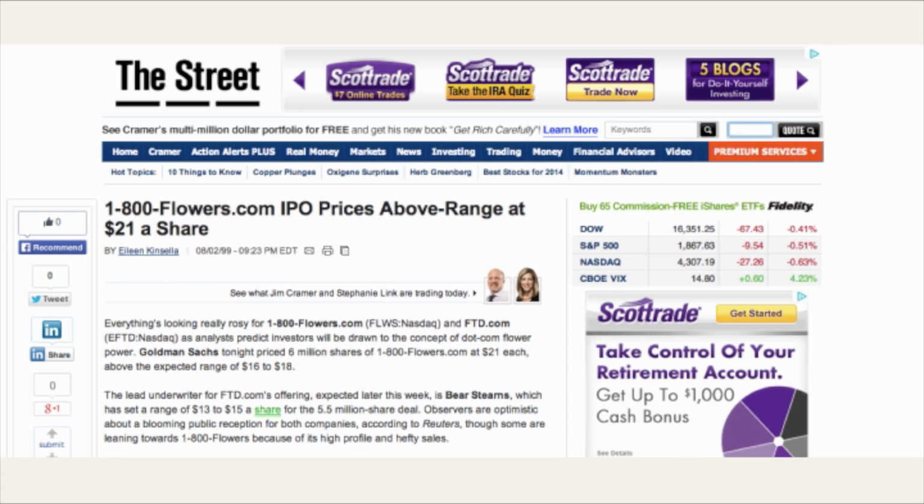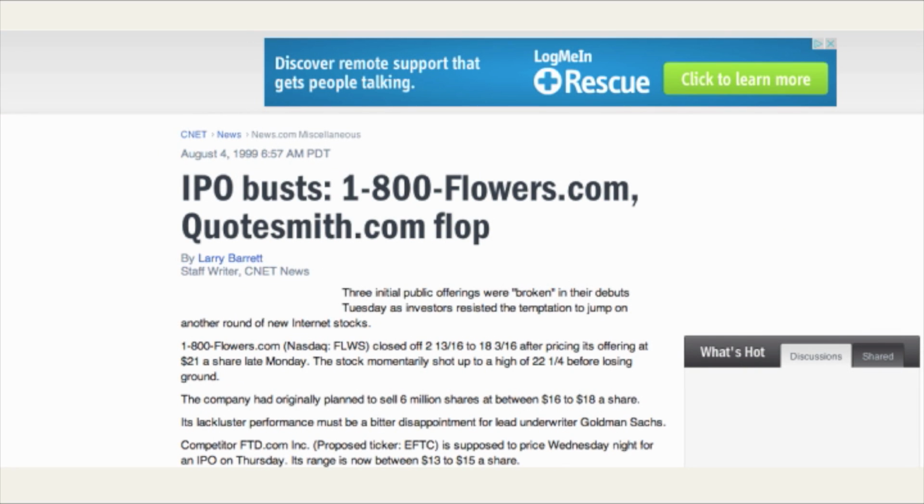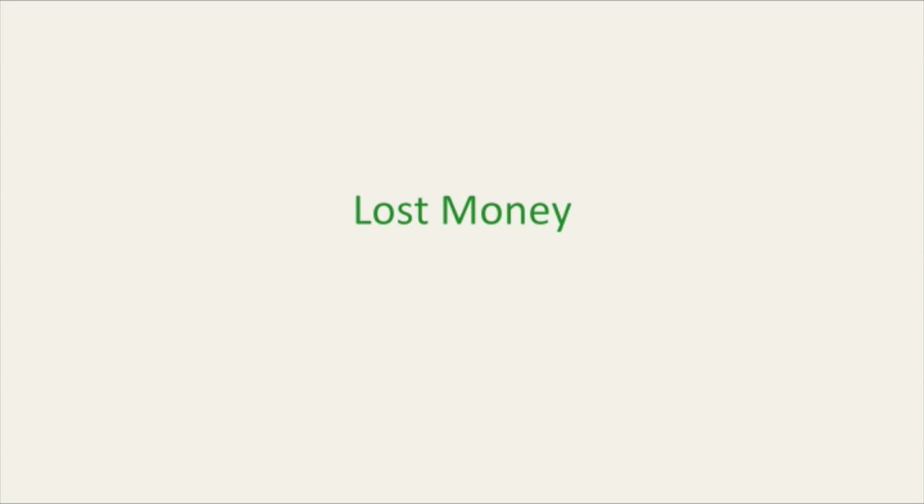And I decided to buy a stock. A stock that seemed to me like a good thing to buy at the time was 1-800-Flowers.com. And here you see an article. They had priced their IPO at $21 a share. So I decided to buy. Now here's the next article, where it says the IPO of 1-800-Flowers was a bust. So what happened in short is that I got in, I lost money, and I learned some lessons.